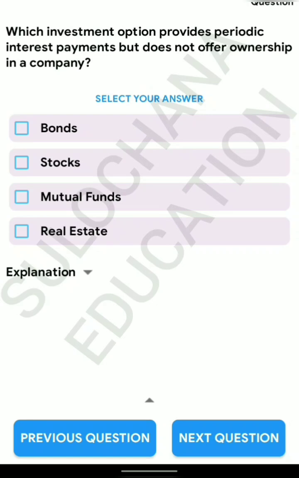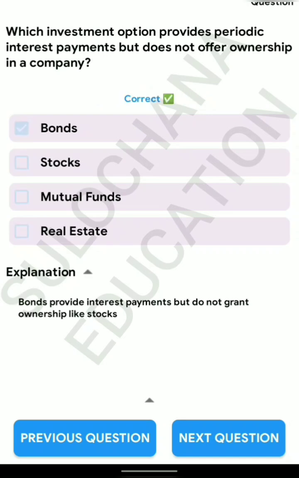Which investment option provides periodic interest payments but does not offer ownership in a company? And the correct answer is A.